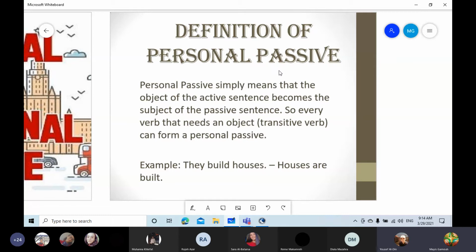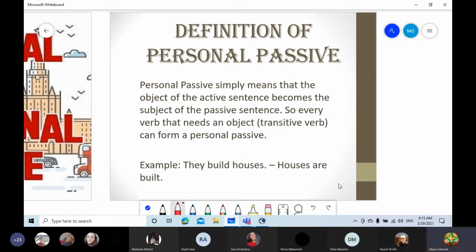Okay, definition of personal passive. Personal passive simply means that the object of the active sentence becomes the subject of the passive sentence. So every verb that needs an object, which is a transitive verb, can form a personal passive. Example: they build houses, houses are built. Thank you, ya Yusuf.